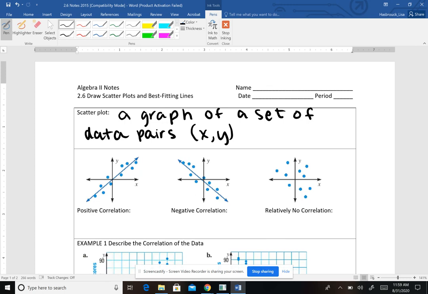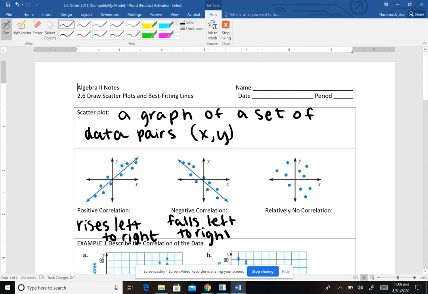Scatter plots show data for different things in our everyday life. There are different types of correlations of scatter plots. There's positive correlation, where you could roughly draw a line between them that goes up from left to right. A negative correlation, where they're clustered together in a way where you could make a line going down, so it falls from left to right. And then there's relatively no correlation, where they don't go in any specific direction.